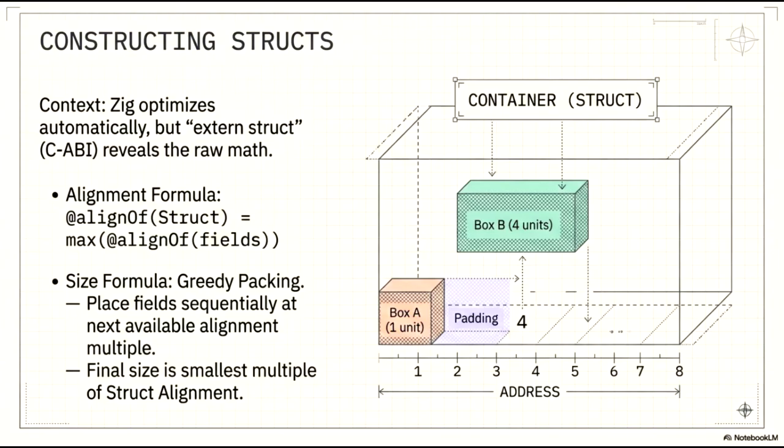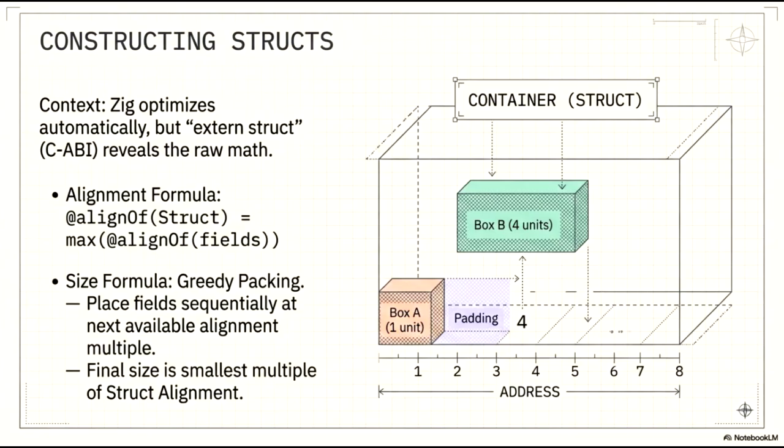To determine the size and field offsets, we use a process called greedy packing. Fields are placed sequentially, but each field must start at the next available address that is a multiple of its own alignment. Looking at the diagram, box A occupies the first unit of memory. If the next field, box B, requires an alignment of 4, it cannot start at address 1. Instead, we must insert 3 units of padding to reach address 4, which is the next valid alignment multiple.